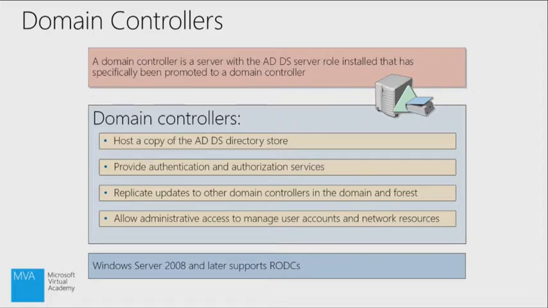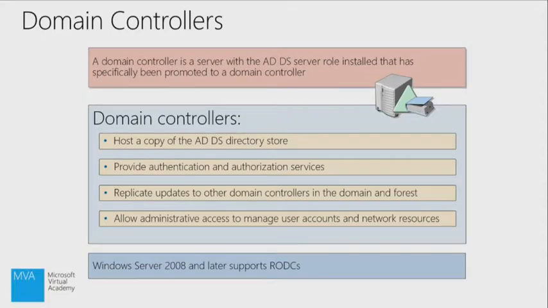It provides authentication and authorization services. It's going to keep track of who you are. It's going to let you authenticate to it so that you can prove who you are. And it's going to maintain some of the things that you have access to and what you can do against those objects. They replicate updates to other domain controllers in the domain and the forest. We're going to talk about that when we get to the replication slide in just a couple of minutes. And they allow administrative access to manage user accounts and network resources in a central location.